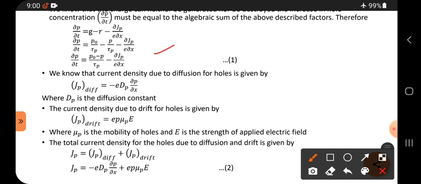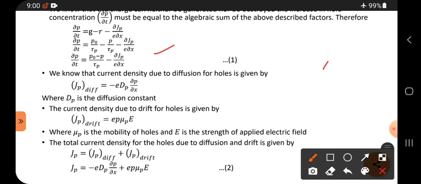For this, I am going to consider two things. One is diffusion, and the other is drift and diffusion. Drift and diffusion are also explained in a previous video. So please watch that video. I will provide a link of that video.